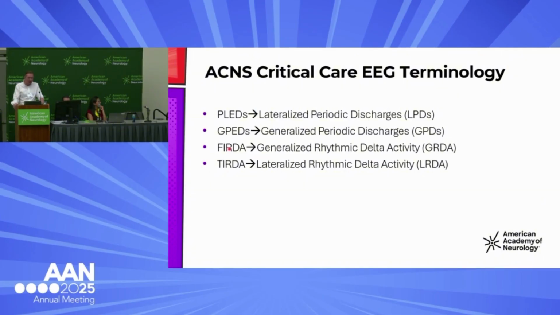but just so that everybody's discussing the same thing. So PLEDs, periodic lateralized epileptiform discharges, would now be called lateralized periodic discharges, kind of got rid of the epileptiform element of it. GPEDs, or generalized periodic epileptiform discharges, is now generalized periodic discharges. Frontal intermittent rhythmic delta activity, often called FIRDA, that would now be generalized rhythmic delta activity with a frontal predominance. TERDA, or temporal intermittent rhythmic delta activity, would now be a lateralized rhythmic delta activity.